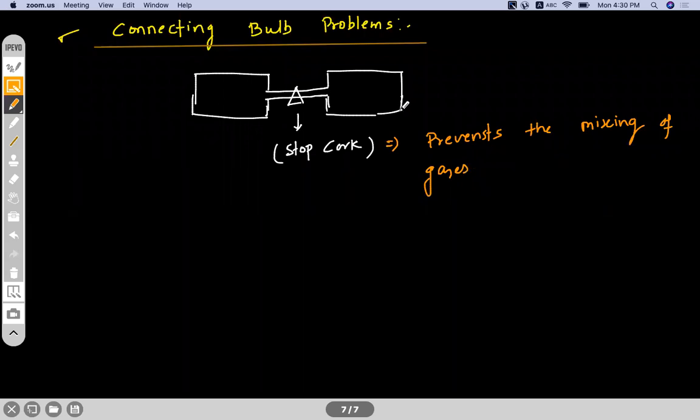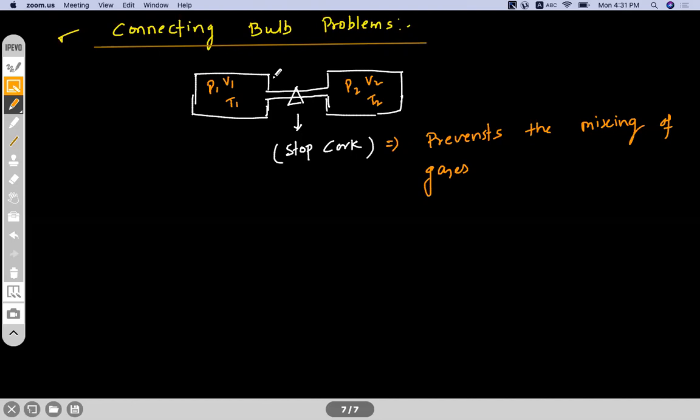Okay, when you open it, then the gases may mix, right? So obviously we have certain pressure here, P1, V1, T1, and P2, V2, T2, right? When you open this, the gases will flow from this column to this column, which means there will be mixing of gases. Okay, when you open the stop cork, why does this mixing happen?